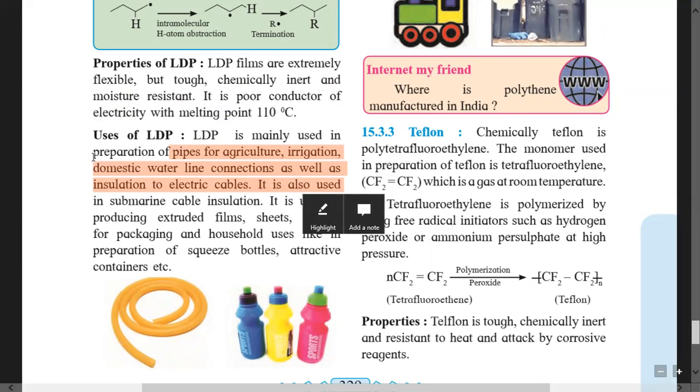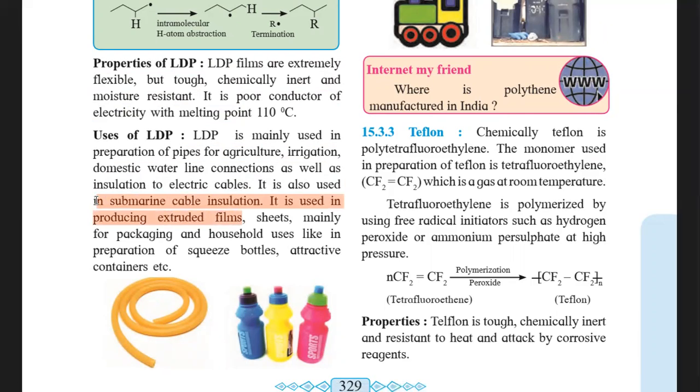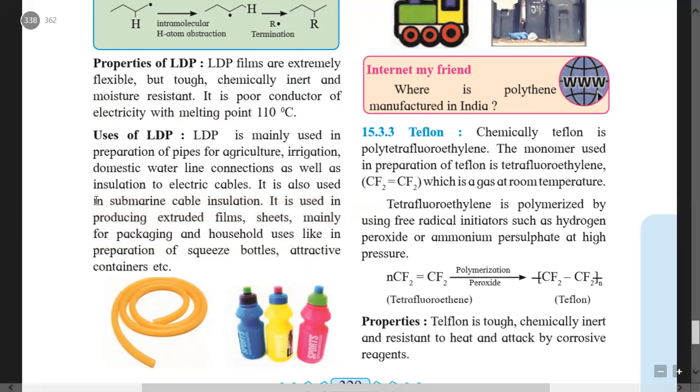Here some pictures are shown about the uses. In submarine cable insulation, it is used in producing extruded film sheets, then mainly for packaging and household uses like preparation of squeeze bottles and attractive containers. So that is about the uses of LDP.